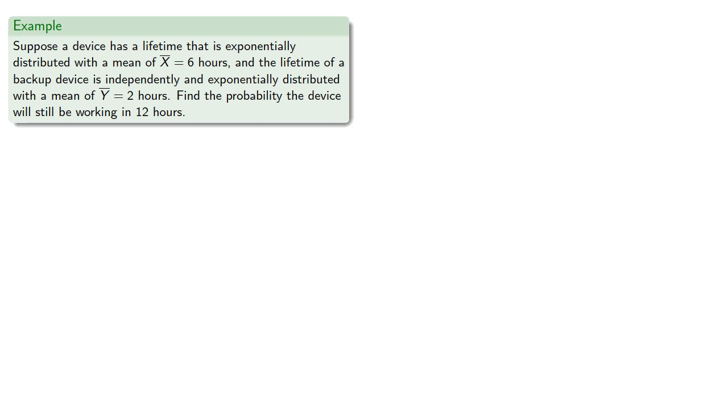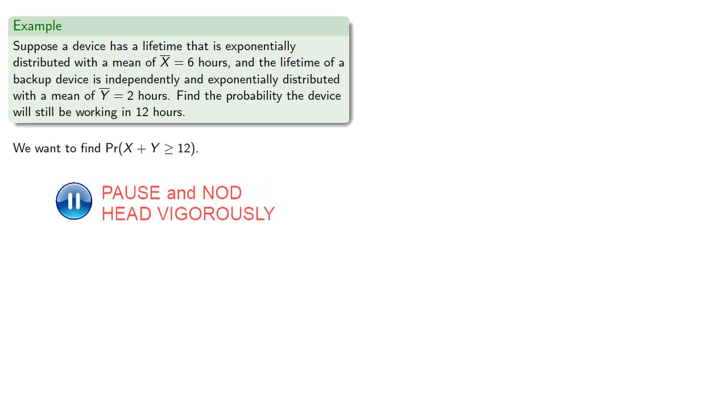Or let's consider a different situation. Suppose a device has a lifetime that's exponentially distributed with a mean of 6 hours, and a backup device is independently and exponentially distributed with a mean of 2 hours. Let's find the probability the device will still be working in 12 hours. So we want to find the probability that the sum is greater than or equal to 12.